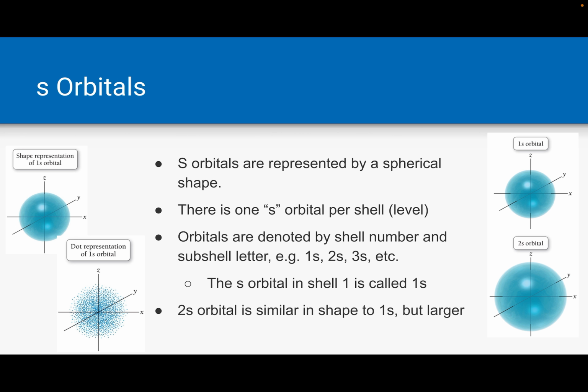Remember, these are the smallest and simplest. These are the ones that you only get one per level, and they're spherically shaped. Thing to remember about these, they look like a sphere. These represent the probability of finding an electron. So if you look at the bottom left corner and you see that dot diagram, that represents the possibility of where these electrons might be found, right? So it's not exactly perfectly a spherical shape, but it sort of represents the idea of where you might find an electron.